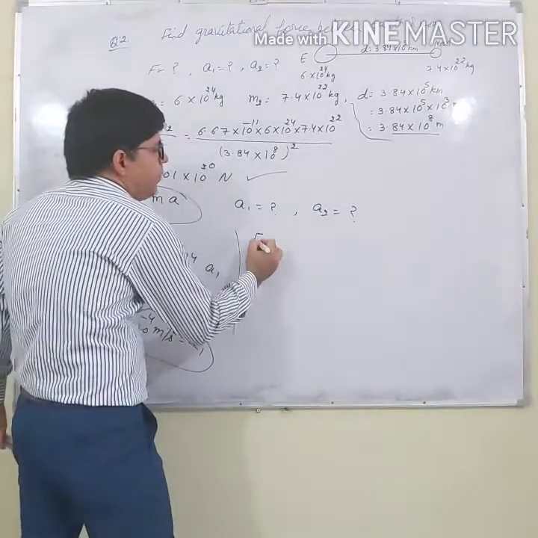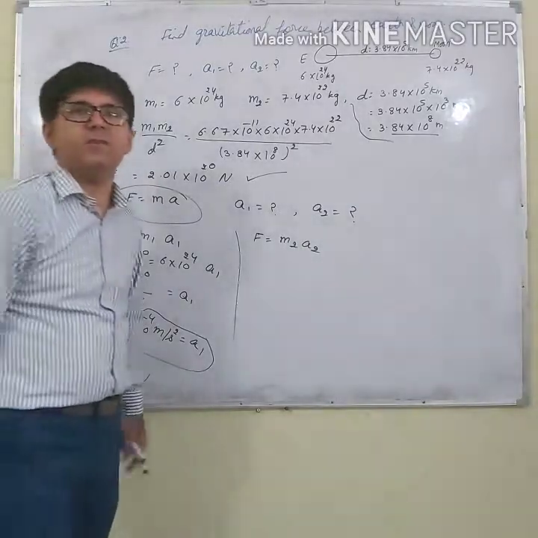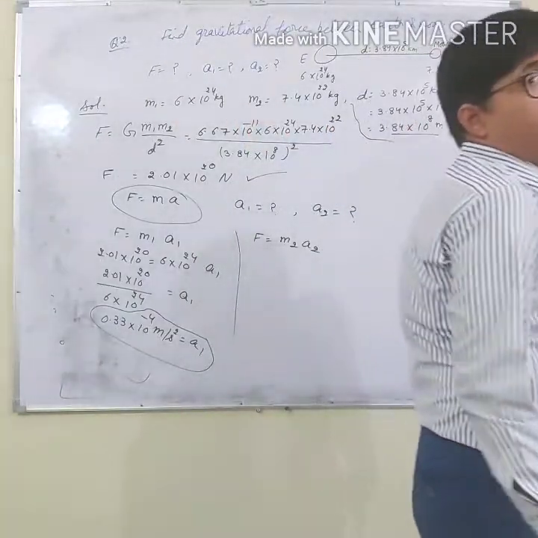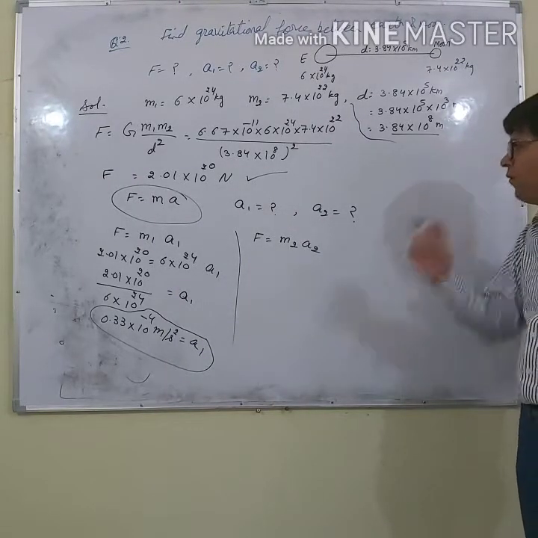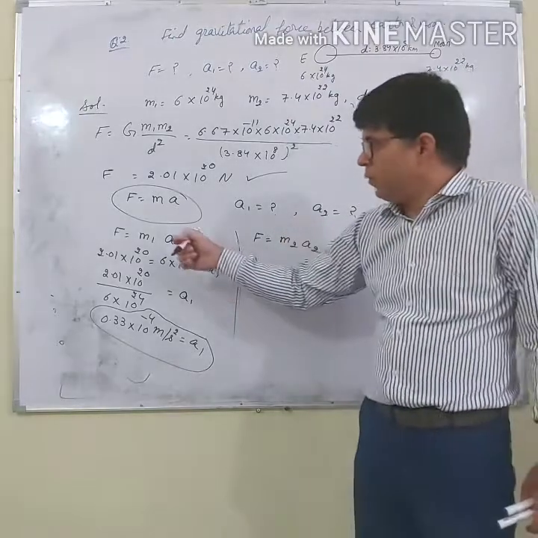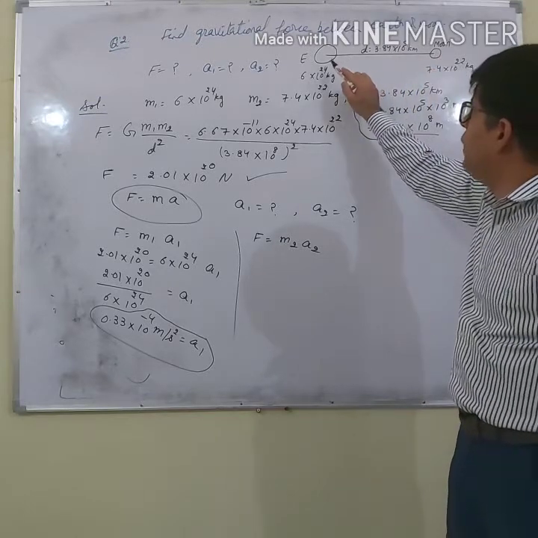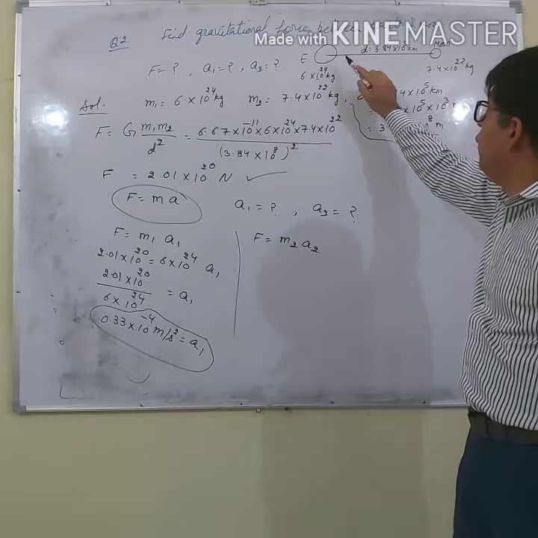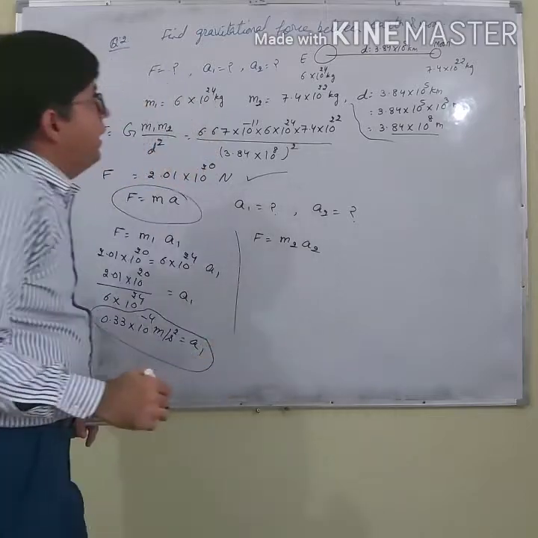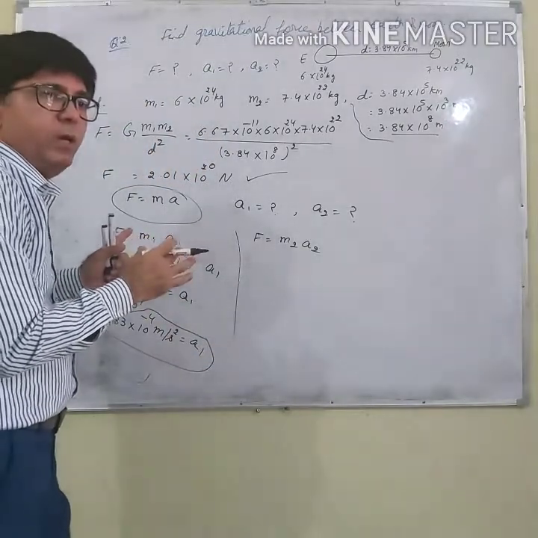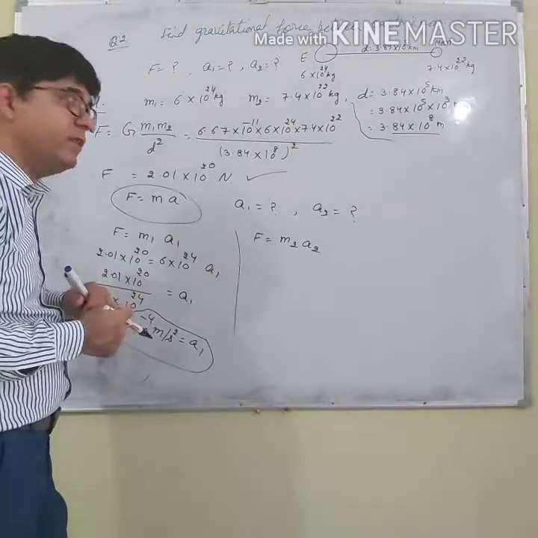Again, how much acceleration is produced in the moon? Remember, the force in both cases is the same. Why? Because the gravitational force, or you can say Newton's law of gravitation, follows Newton's third law. The force exerted by the moon on the earth is equal to the force exerted on the moon by the earth. So what I want to say is, the force acting on the earth is equal to the force acting on the moon because it follows Newton's third law.